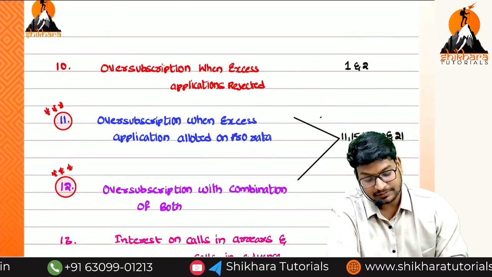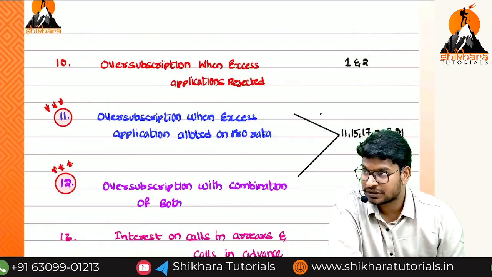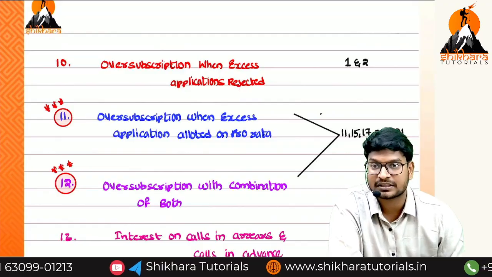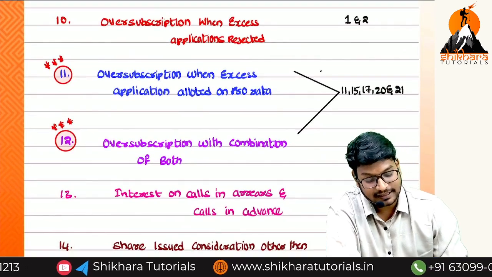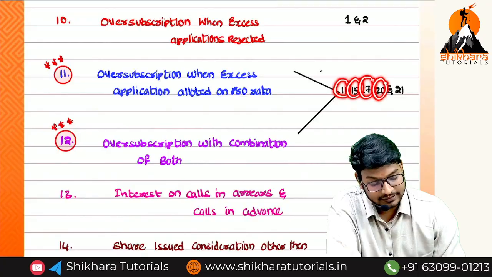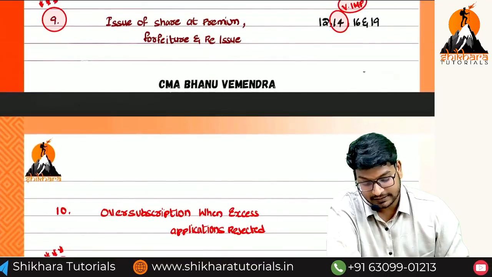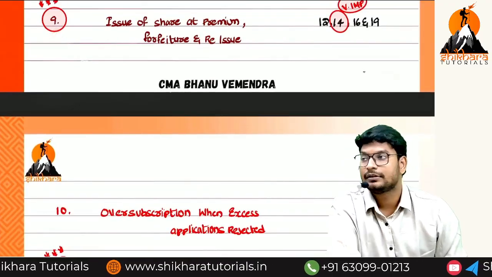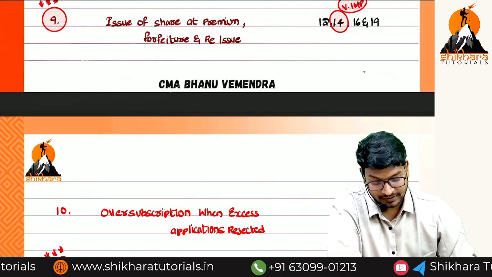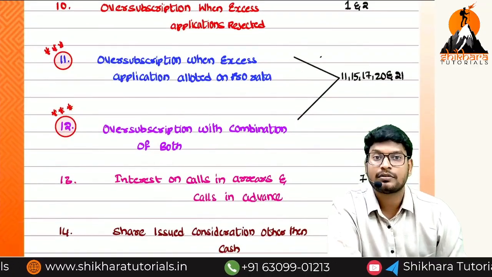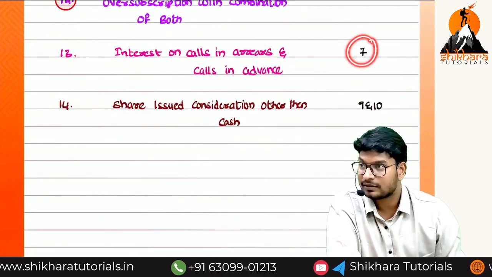When coming to the oversubscription, where excess applications are rejected, we are having 1 and 2. Questions number 1 and 2 directly ask about oversubscription, excess applications rejected. When coming to the pro rata allotment, we are having 11, 15, 17, 20 and 21. So these three are the most important concepts in this chapter. What is the first one? Forfeiture, issue at premium, forfeiture and reissue. And what is the next important point? Oversubscription, pro rata allotment.